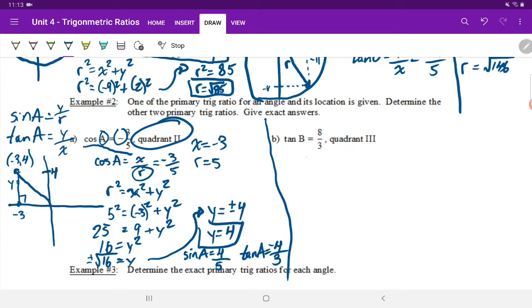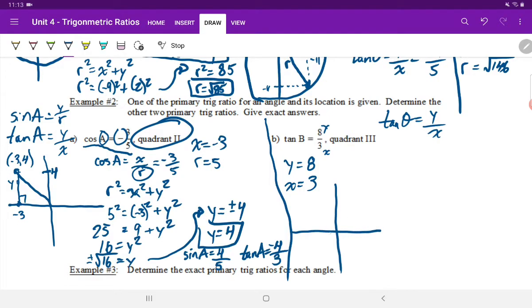Okay, let's practice this again. Tan b equals 8 over 3. So what have they given us? Well, since tan theta is y over x, that means they've given us y and x. So y equals 8, x equals 3. And if we were to draw this out, we're in quadrant 3.